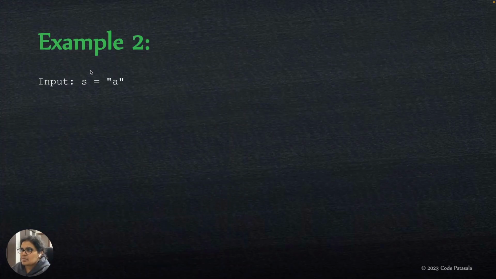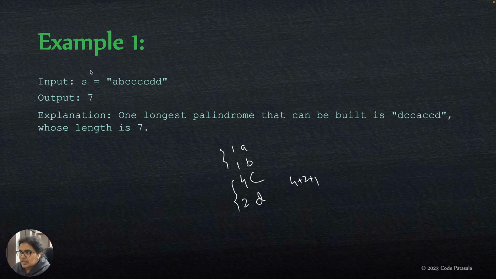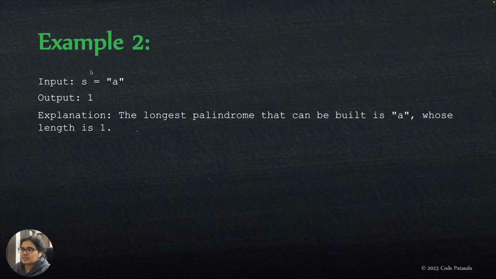Let's work out the problem through an example. What was the given example for us? A, B, 4 C's, 2 D's. So we are given A, B, 1, 2, 3, 4 C's and 2 D's. In this case, we have to keep track of the even number of occurrences of each character. So let's take a character set.